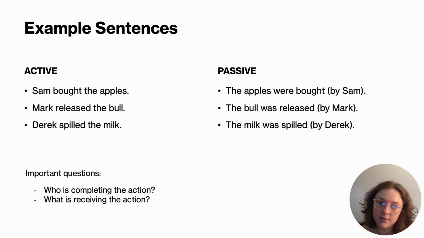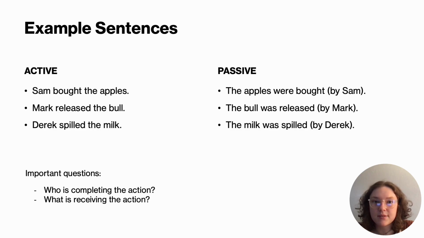So for active sentences, I have Sam bought the apples, Mark released the bowl, and Derek spilled the milk. In all of these sentences, the subject of the sentence, so Sam, Mark, and Derek, are the entities that are completing the action. However, the object, the apples, the bowl, and the milk, are the ones receiving the action, because the milk is the thing being spilled.